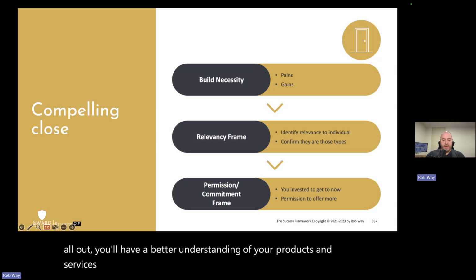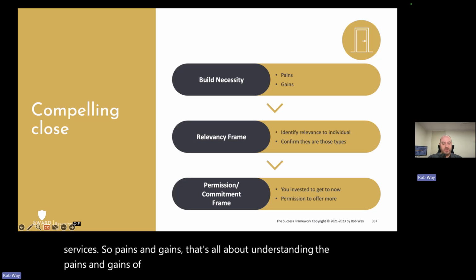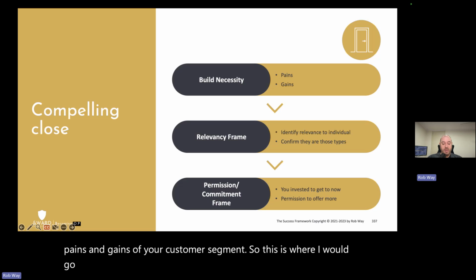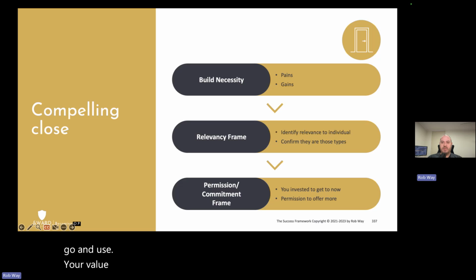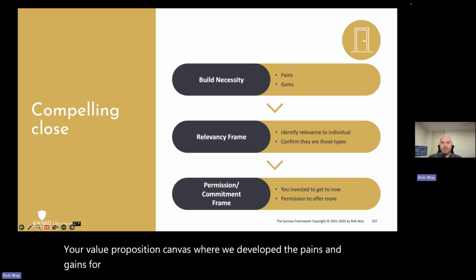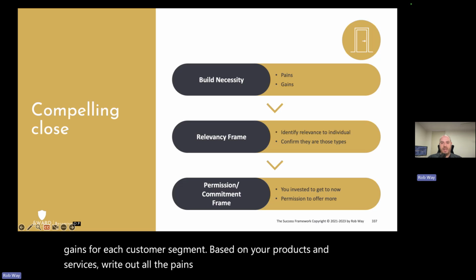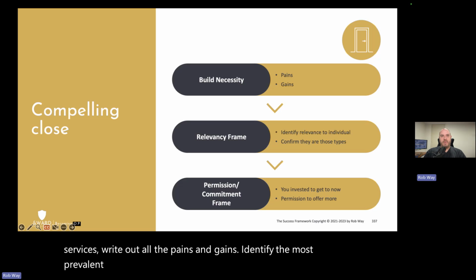So, pains and gains. That's all about understanding the pains and gains of your customer segment. So this is where I would go and use your value proposition canvas, where we developed the pains and gains for each customer segment based on your products and services. Write out all the pains and gains. Identify the most prevalent one. Relevance frame: identify relevance to the individual and confirm that they are that type of person.